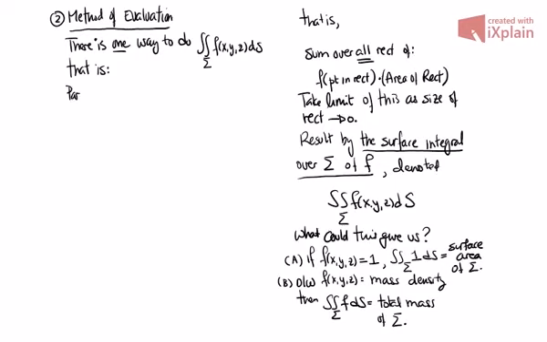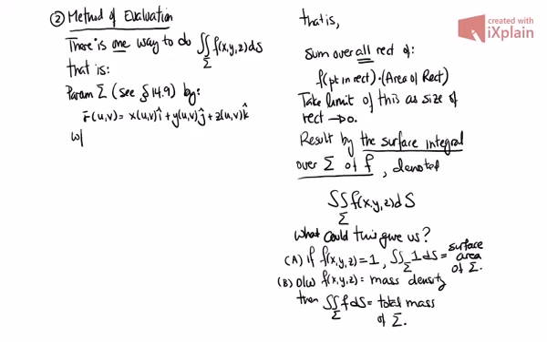So we parameterize sigma. This is section 14.9, by, remember this was with an R of U and V. And so this will have an X component, like an I component, X of UV, I, a J component, Y of UV, J, and a K component, Z of UV, K. This is with U and V restricted.